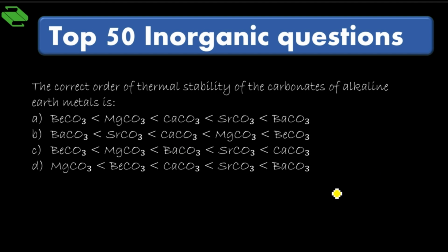Thermal stability increases down the group because the cation size increases, right? And it will also lead to an increase in polarizing power as well, not a decrease in polarizing power. So what would be the right answer to this question? So here we have barium, beryllium, magnesium, strontium. So the answer to this question becomes beryllium is least, and then magnesium, calcium, strontium and barium.